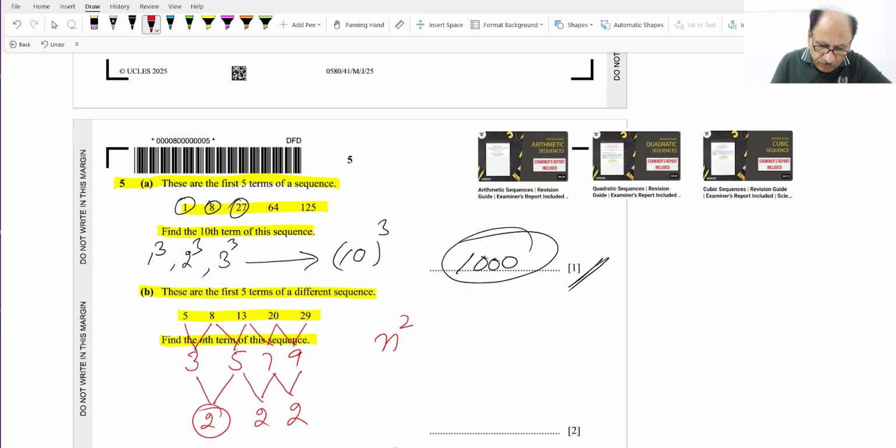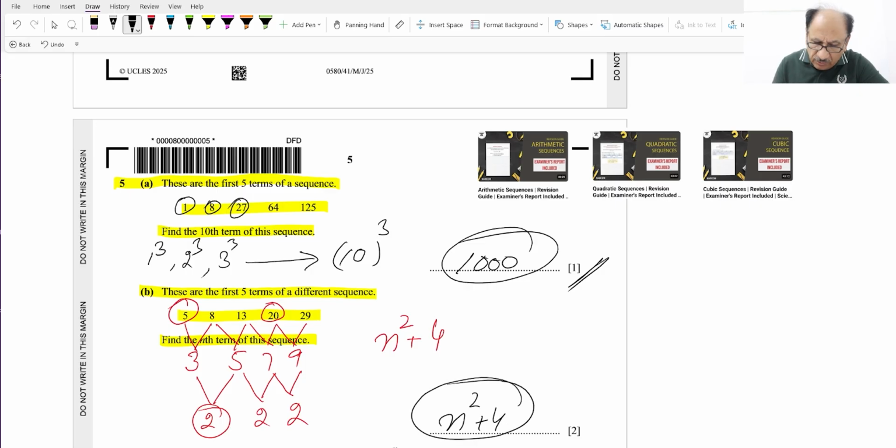So n square, we know that n square is there. So if we take n is equal to 1, square will be 1, but we need 5. So we will be adding 4 and check whether it will be working or not. So if we take for 20, 1, 2, 3, 4, so 20 will be fourth term. 4 square will be 16. So 16 plus 4 will be 20. So it's working. And we can write answer as n square plus 4. This will be our final answer.